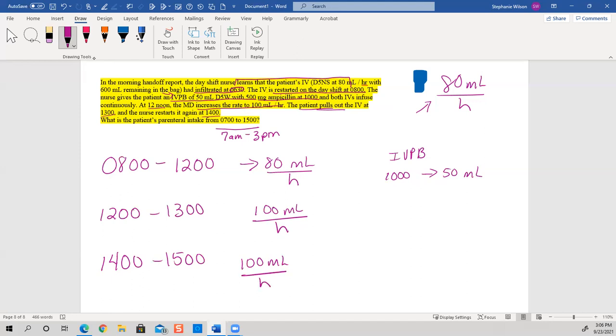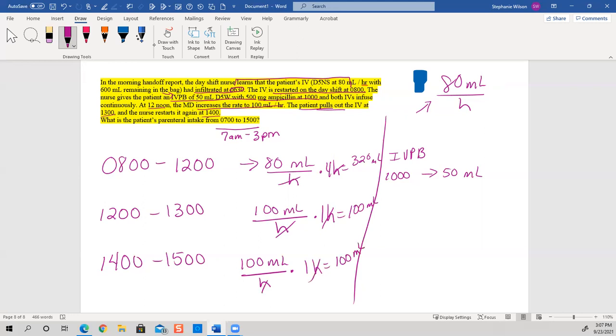So from 8 to 12 is 4 hours. So our H is reduced, leaves me at 4 times 8, which is 320 milliliters. And then from 12 to 1, that's 1 hour. So it's just 100 milliliters times 1 hour. And that was just 1 hour there. So that, you know, that worked out. Sometimes it's going to be a little bit different, maybe more hours than that.